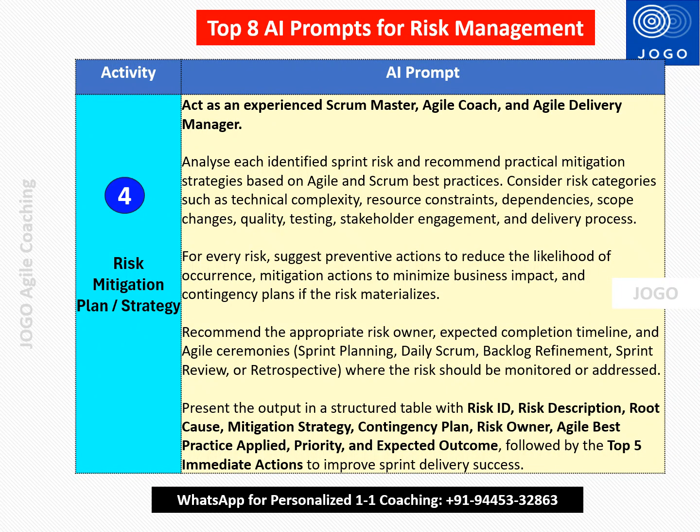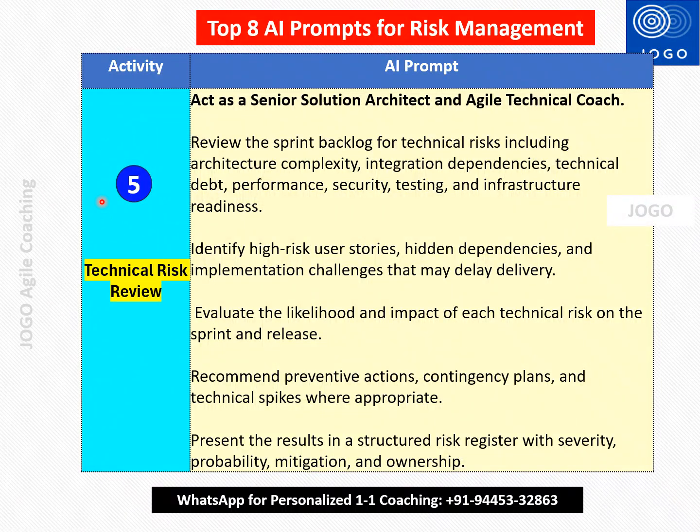Hope this is clear. The fifth prompt is to review the technical risks and take mitigation actions. For this prompt, we need to put the technical role as the persona. So here, act as a senior solution architect and agile technical coach. So instead of Scrum Master, we are asking AI to act as a technical person. And the task the AI has to do is review the sprint backlog for technical risk, including architecture complexity, integration dependency, technical debt, performance, security, testing, and infrastructure readiness. So these are all the pure technical assessments we will be doing to identify the technical risk.